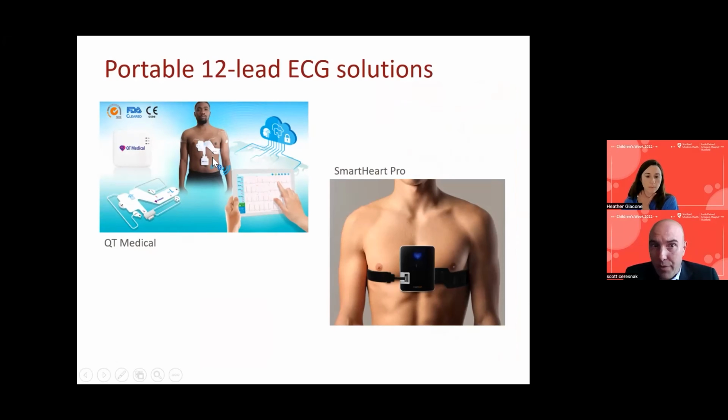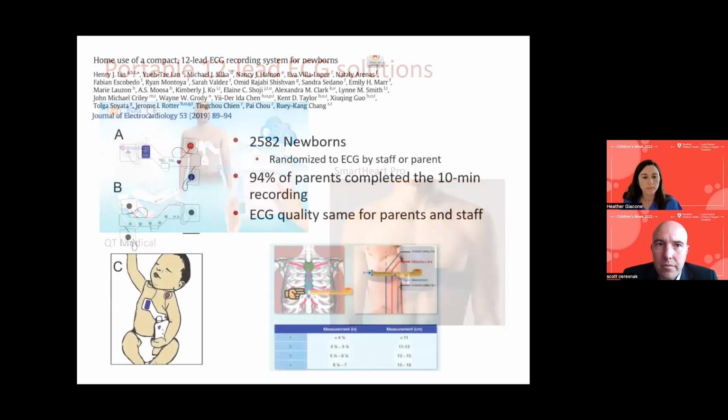You download an app for your phone, you get mailed a sticker that sits across the chest and can give you an ECG at home, a full 12-lead ECG that can then automatically be sent to us, and we can see it in an automated digital fashion.